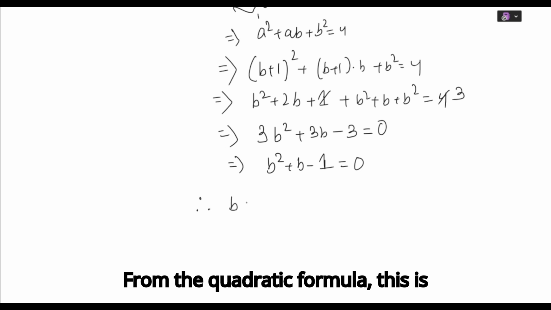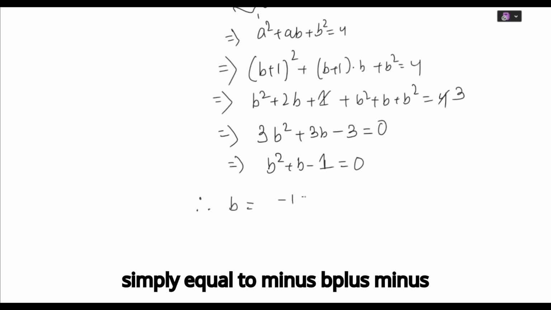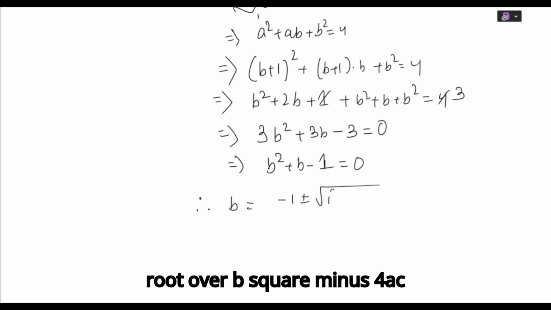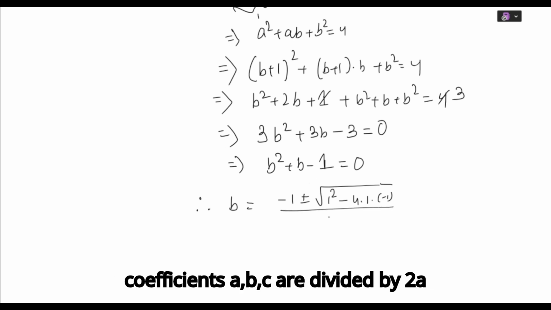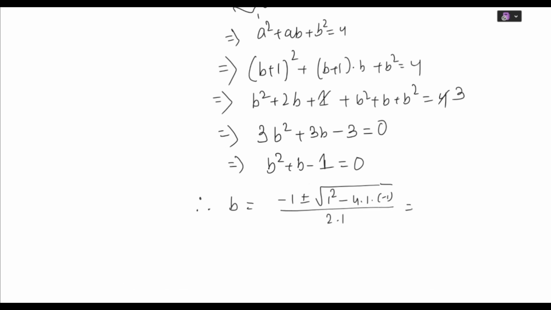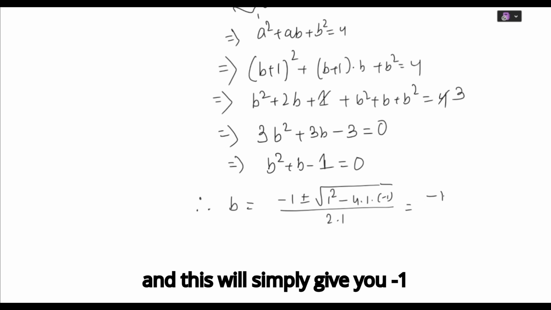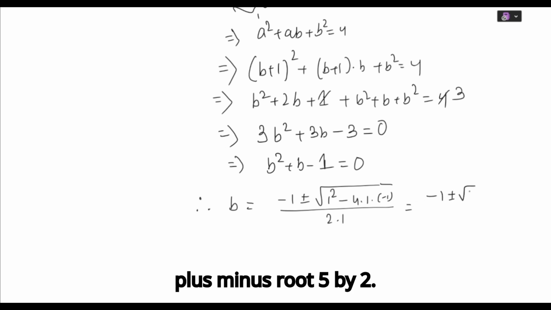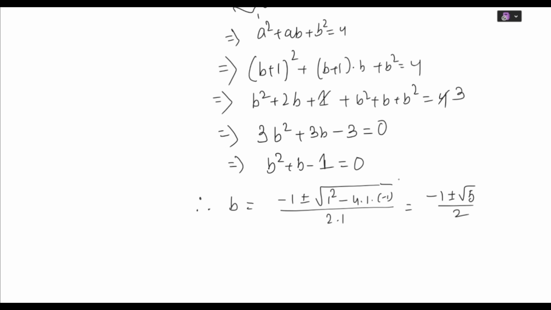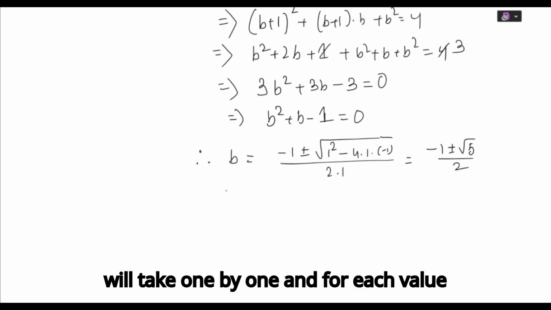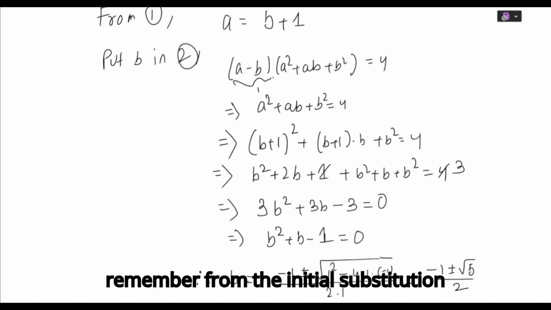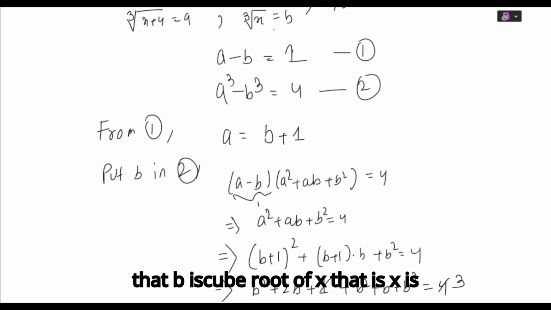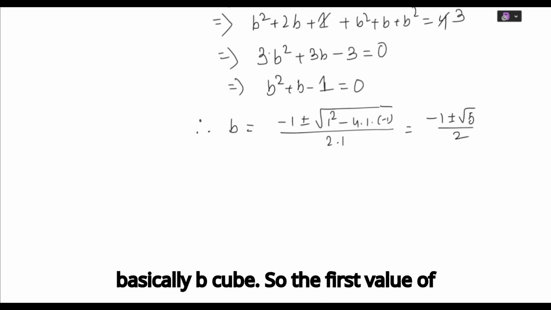From the quadratic formula, this is simply equal to minus b plus minus root over b square minus 4ac, where you can understand what the coefficients a, b, c are, divided by 2a. And this will simply give you minus 1 plus minus root 5 by 2. So there are two values of b here. We'll take them one by one, and for each value of b we'll get a value of x. Remember from the initial substitution that b is the cube root of x, that is, x is basically b cube.